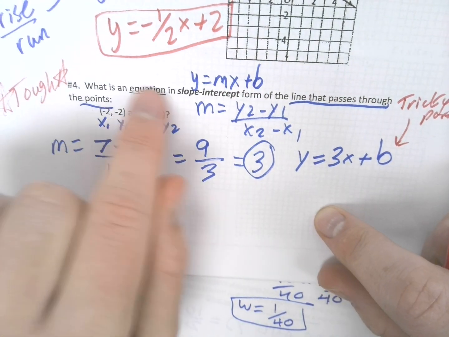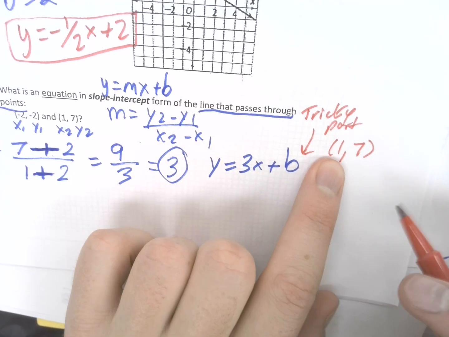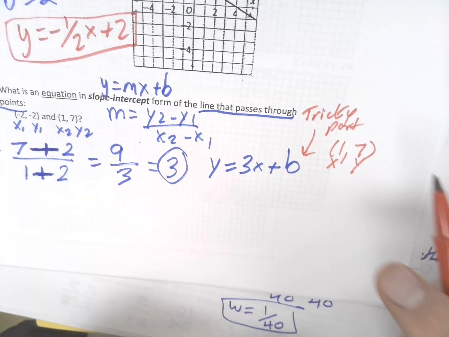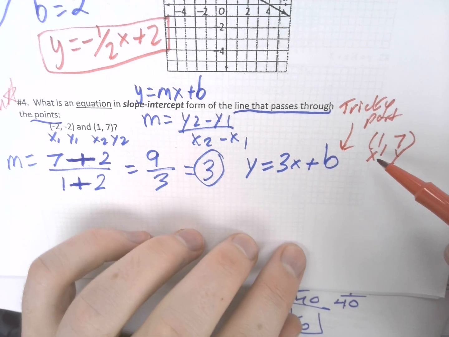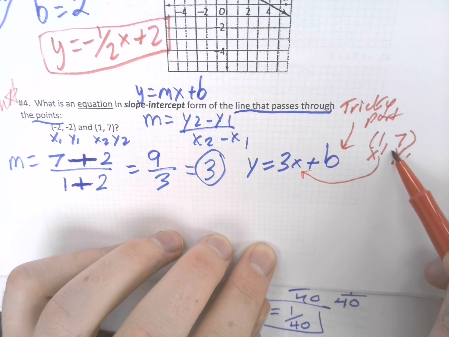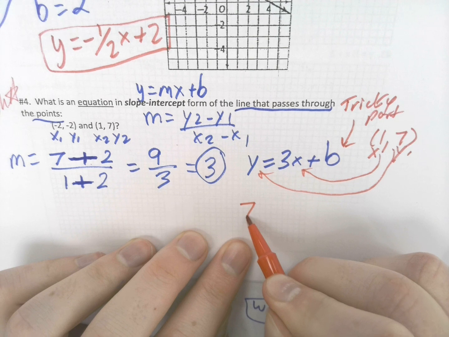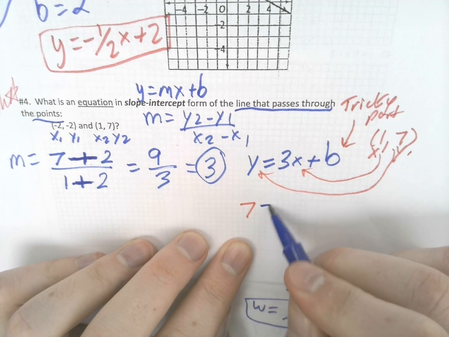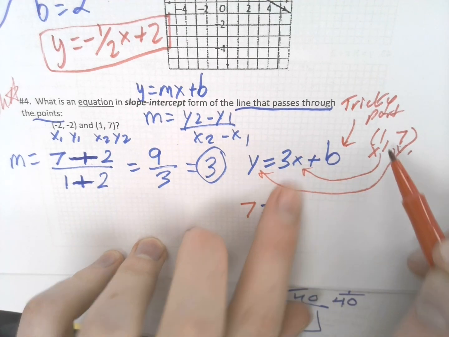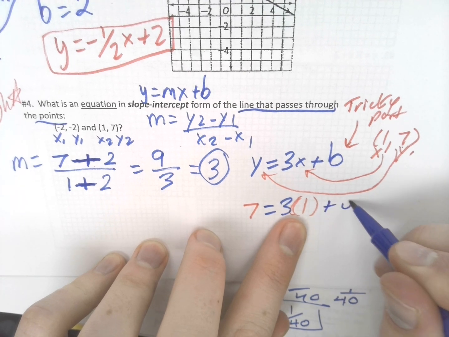Now, you could choose either point. I'm going to go with 1, 7. We know 1 is the x-coordinate, 7 is the y-coordinate. And check this out, guys. If this point is on this line, that means we can plug 1 in for x, 7 in for y, and look at what happens. We've got 7 equals 3 times, not x, it's no longer 3 times x, it is 3 times 1 plus b.